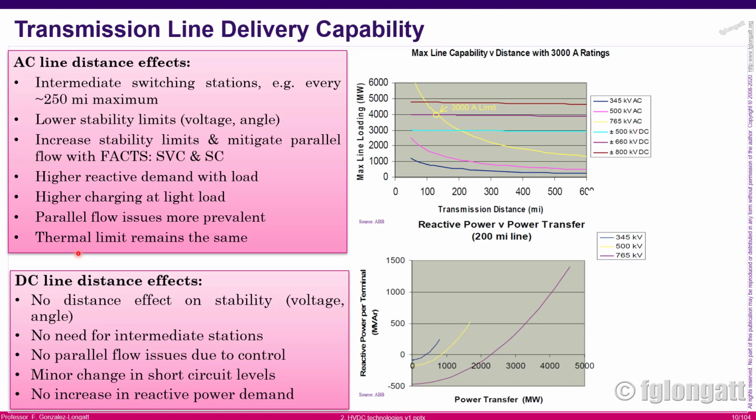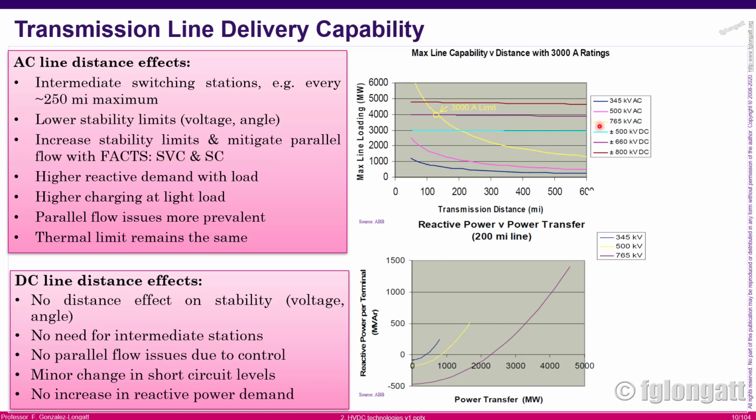Now, I was talking about some limitations of HVAC systems, the AC systems, against the DC systems, okay? And over there, you can see on the right-hand side a very interesting plot. In that plot, the horizontal axis is dedicated to the transmission distance in miles, and the vertical axis is the maximum loading that you can install in the transmission line. And here you have a very interesting comparison. The three lines on the top are 345, 500, and 765 kV.